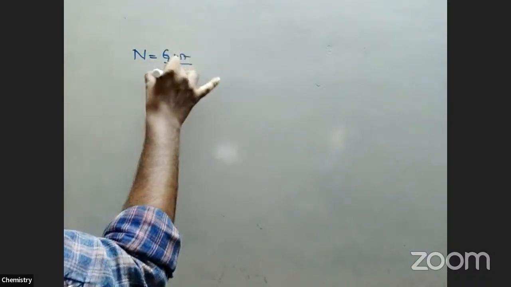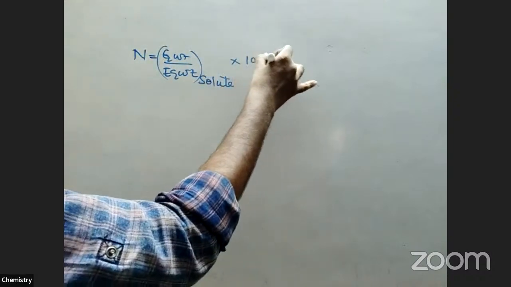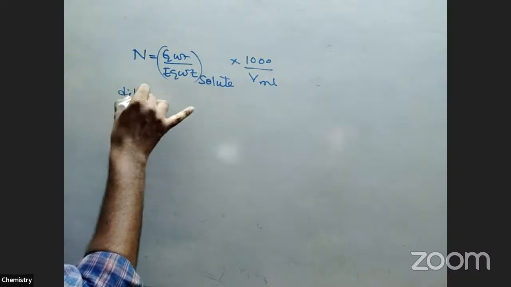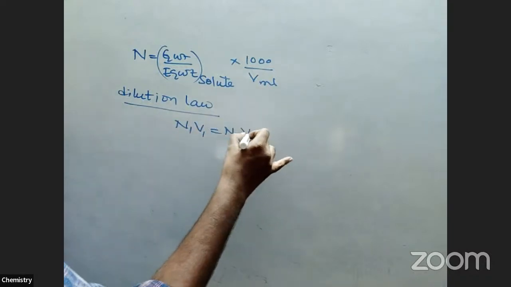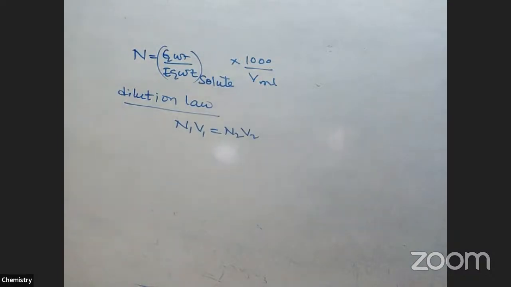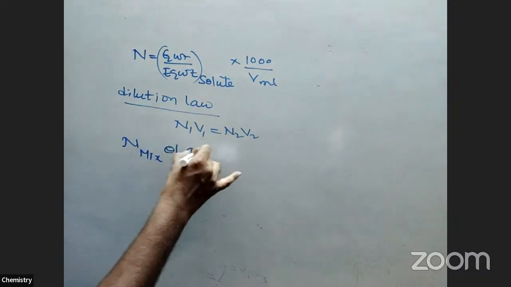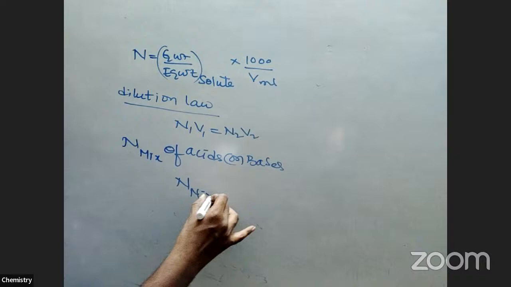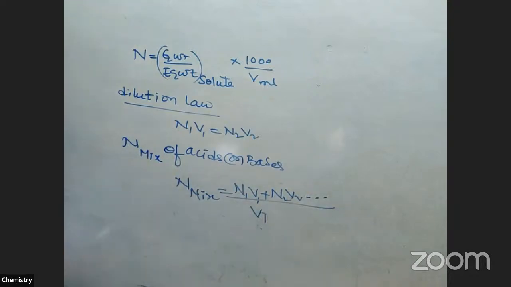What are the different formulae based on normality? Normality is equal to given weight by equivalent weight of solute into 1000 by volume of solution in milliliters. One more formula, dilution law. When diluted, normality decreases. N1 V1 is equal to N2 V2. This is called dilution law. Next is normality of a mixture of acids or bases. The formula is N1 V1 plus N2 V2 and so on by total volume.